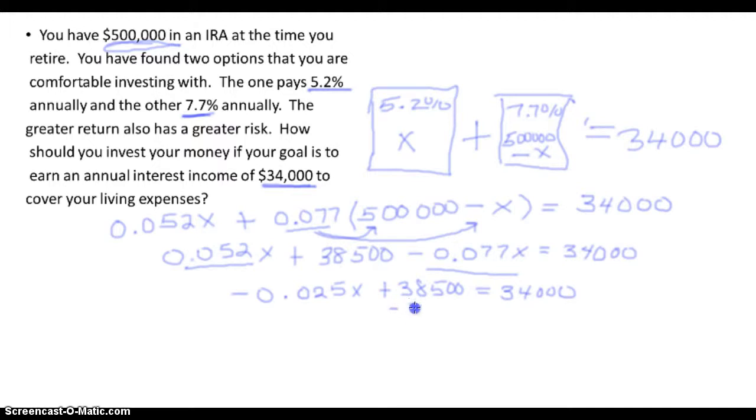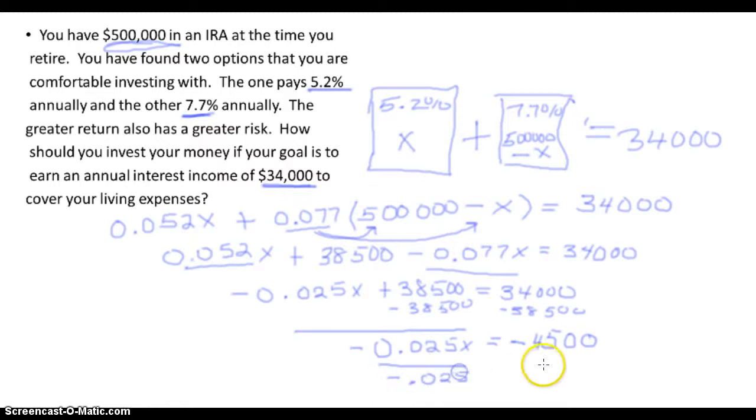Now I can subtract the 38,500 from both sides. So on the left-hand side, I'm just left with my x term, negative 0.025x. And on the right-hand side, and this works out very well, I get a negative as well, and I know two negatives will make a positive, so that seems like a good thing. And I get negative 4,500. So final step of solving the equation, I divide by the negative 0.025 on both sides.